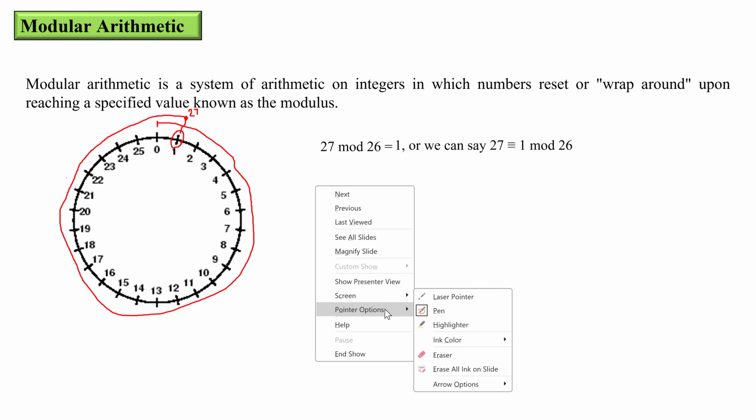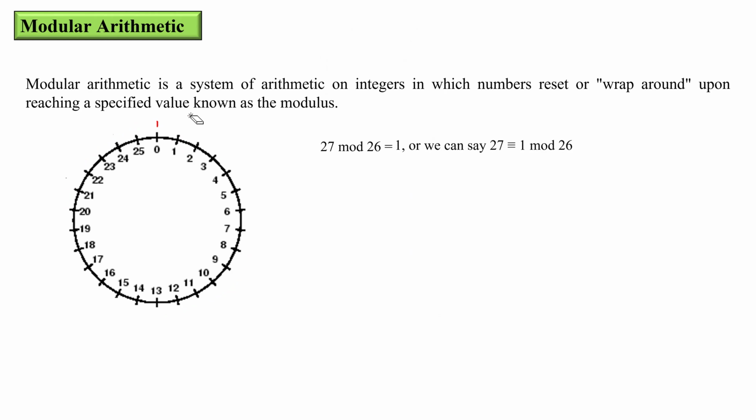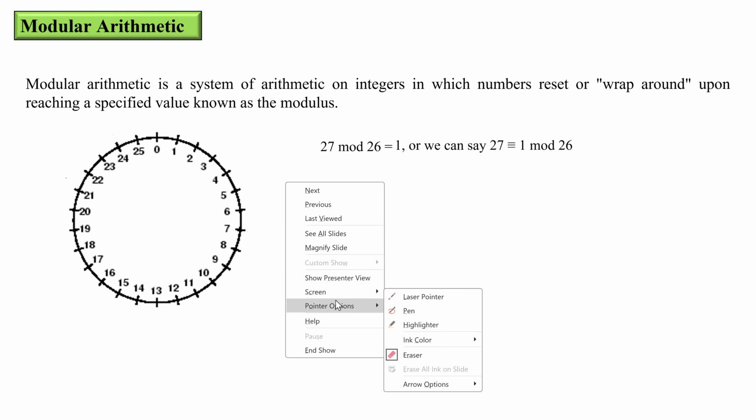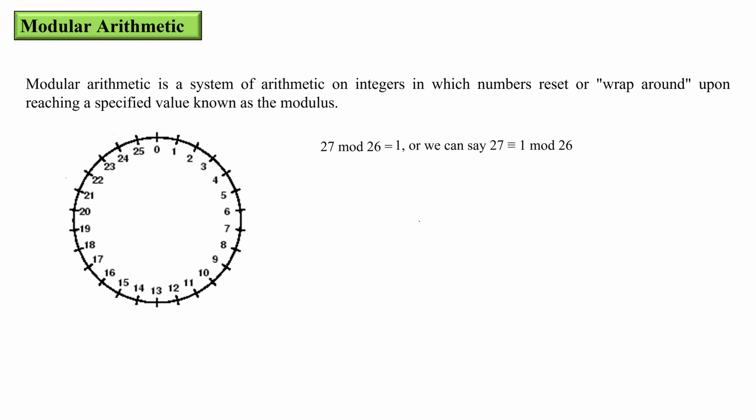So let's clean these lines. Now let's see the negative value. We want to compute minus 3. We start from 0 and then we count: 0, minus 1, minus 2, and minus 3. So here, this is minus 3. And so we say that minus 3 mod 26 equals 23, right? Or minus 3 is equivalent to 23 mod 26.